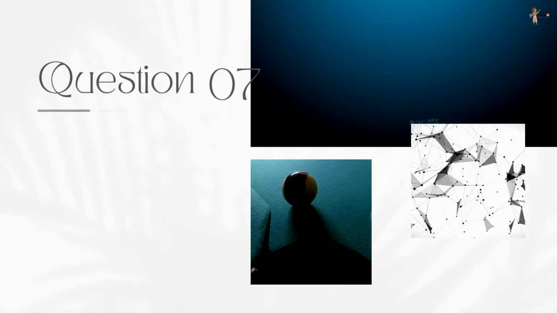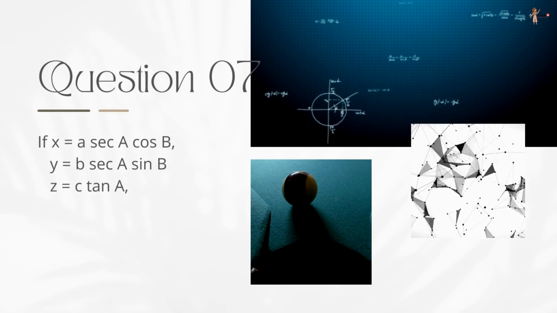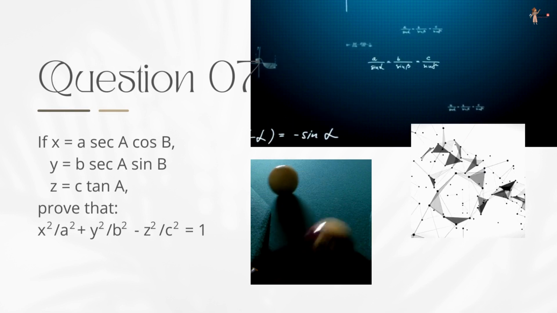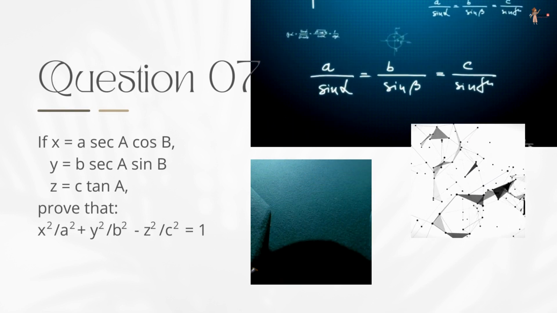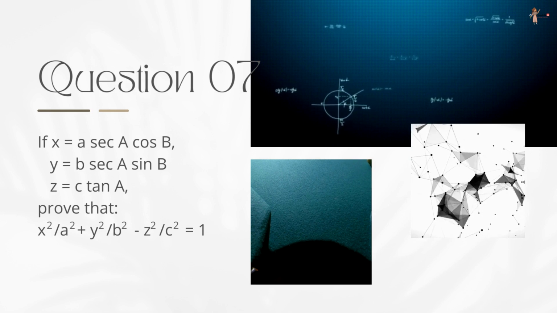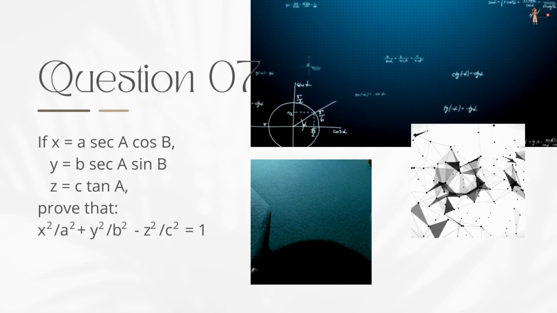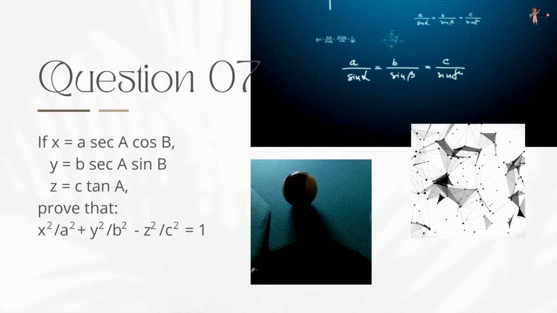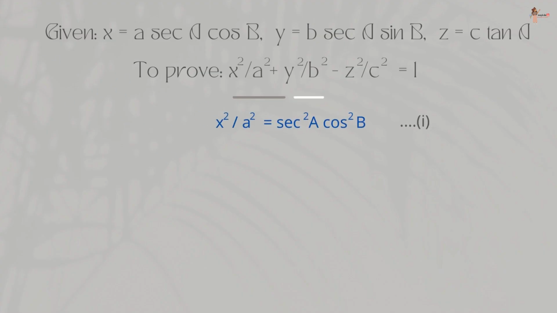We are given that x = a sec A cos B, y = b sec A sin B, and z = c tan A. And we have to prove that x²/a² + y²/b² − z²/c² = 1. Let's get the elements on the left hand side.